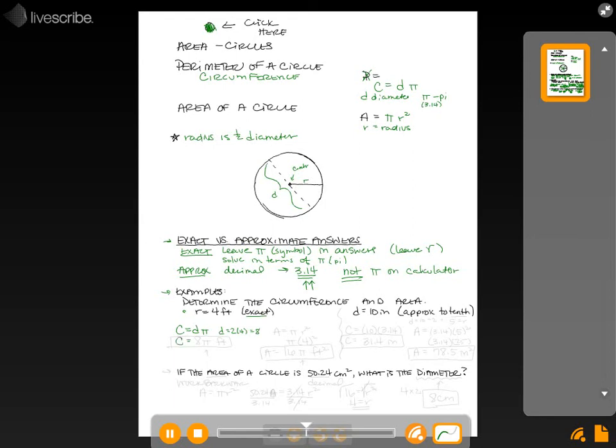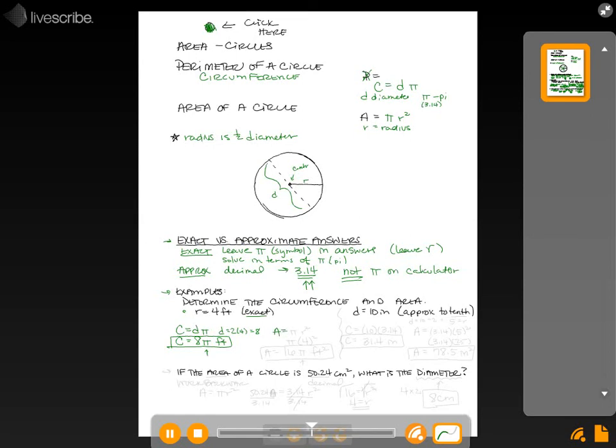So my circumference is 8 pi feet. This is the exact answer. Notice I left pi in the problem. Okay, I didn't make it 3.14. That's what I want to see.